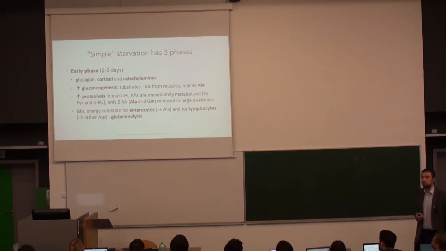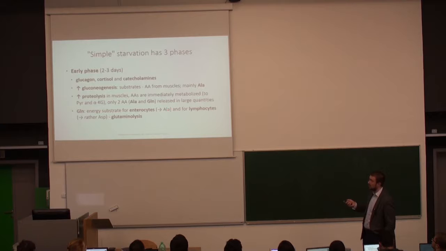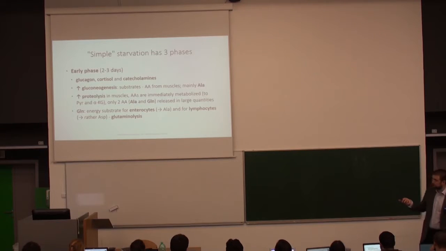To the liver? Yes, to the liver. That goes directly to the liver. This alanine plus the alanine directly from skeletal muscle. But this whole process you do not have to know in detail. It is only to show you that the liver is not the only consumer of the amino acids, also the enterocytes.